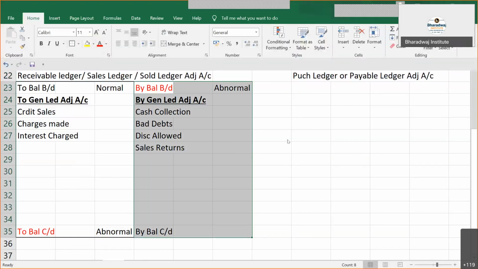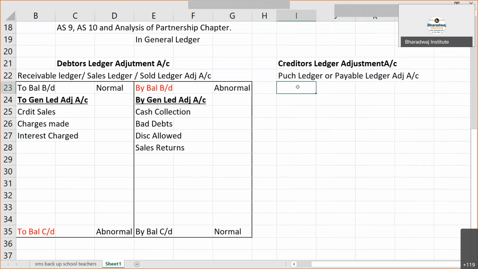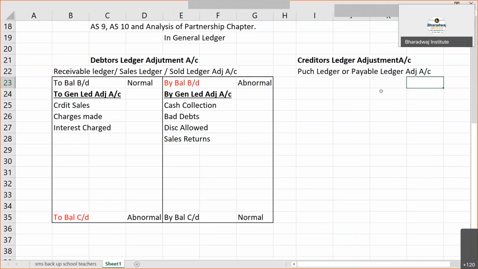But for practical reasons, today it cannot be found. Why? Because we have computers that take care of all these reconciliation and other things. Only when there were no computers, these reconciliation methods were used. So the purchase ledger adjustment account or payable ledger adjustment account will have a credit balance. We'll start with by balance brought down.